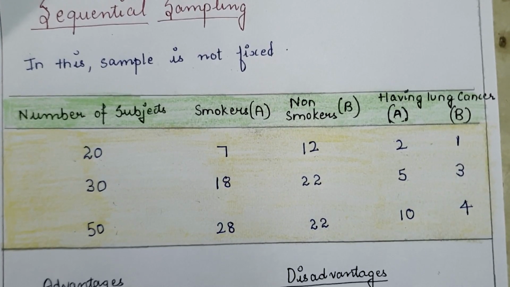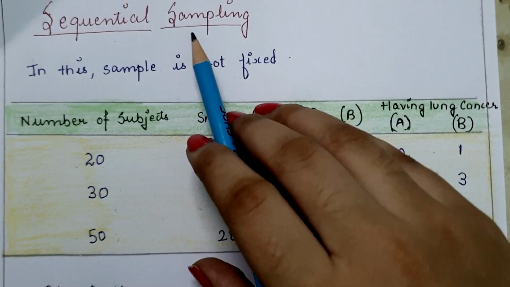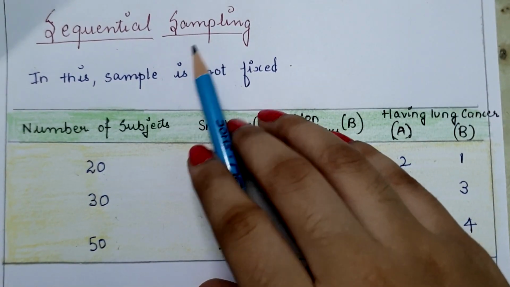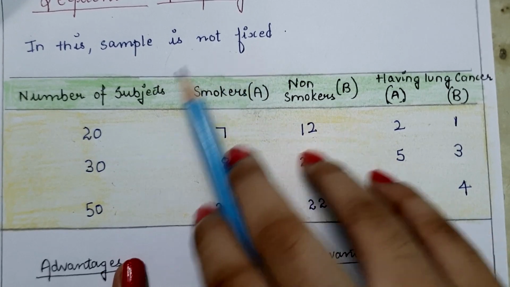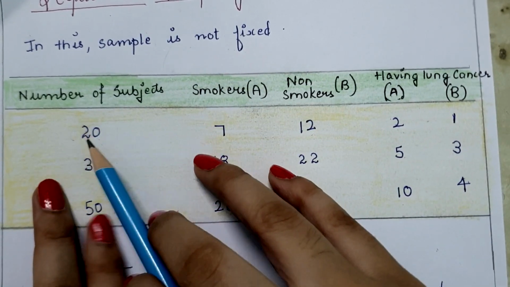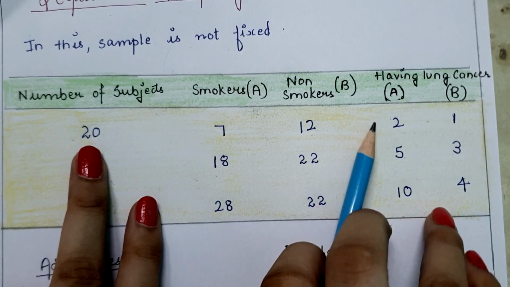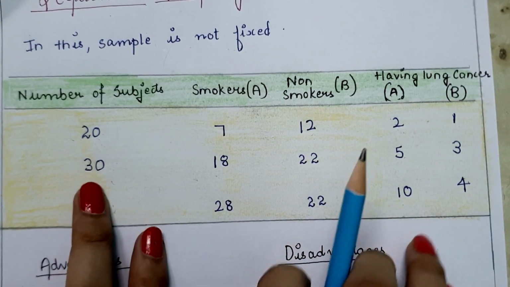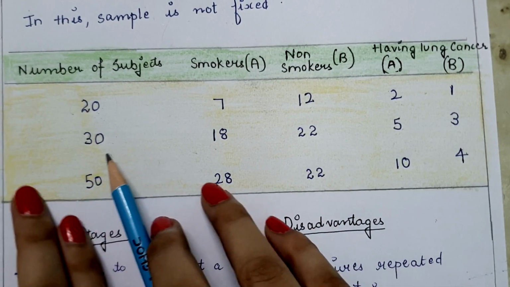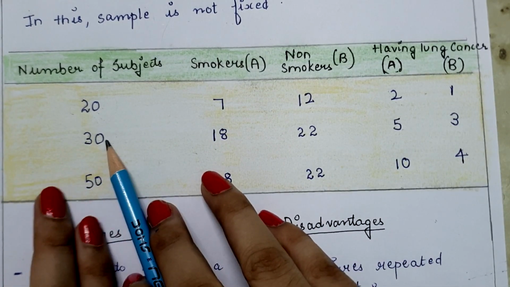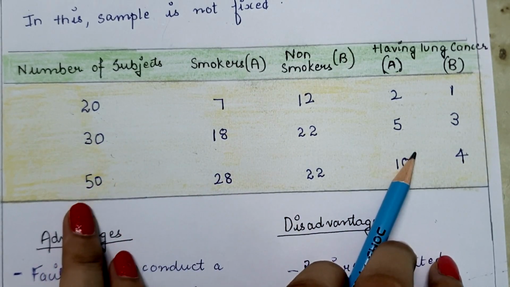Next type is sequential sampling. This is the last among all the probability sampling techniques and is slightly different from all other probability sampling techniques. In this, the sample is not fixed. The researcher first takes a small number of subjects and tries to draw conclusions or obtain the results. But if the researcher is unable to get the result, then he or she adds more subjects to the study and tries to get the conclusion.